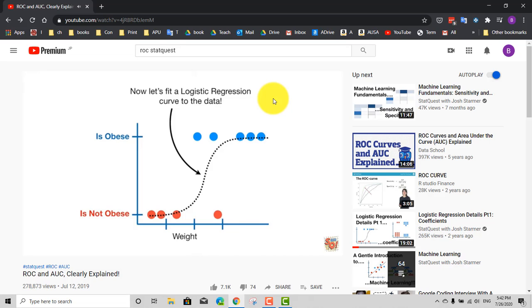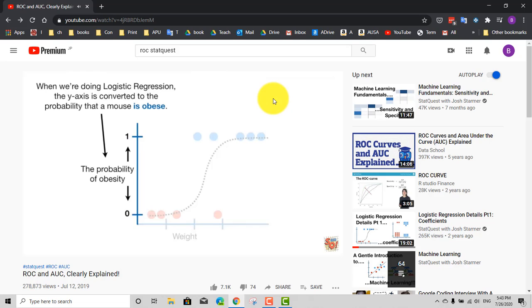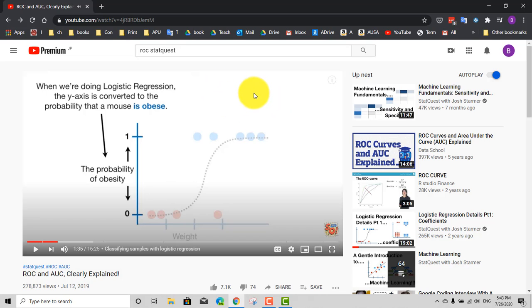Now let's fit a logistic regression curve to the data. When we're doing logistic regression, the y-axis is converted to the probability that a mouse is obese. Okay, so remember that. In the last section, we talked about a criteria for choosing among all the different logistic curves, one particular one. So now we have one particular logistic curve. This is supposedly the best curve, or anyway, this is the logistic curve we're going to use.